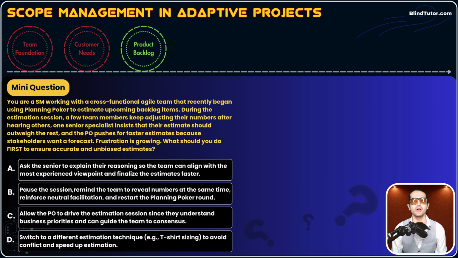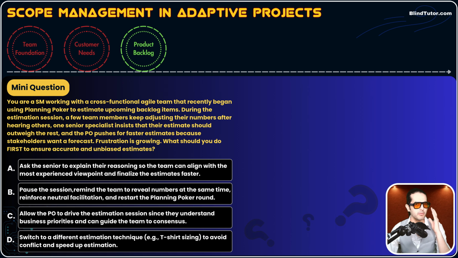You need to be neutral, guys. Every team member, the level of importance is the same to you. Okay, you shouldn't have a favorite one. So option A will be eliminated. Let's read the description. It encourages anchoring or bias. It violates planning poker fundamentals.